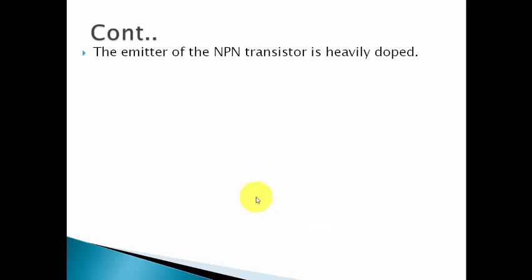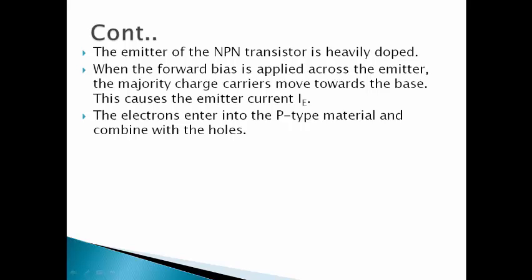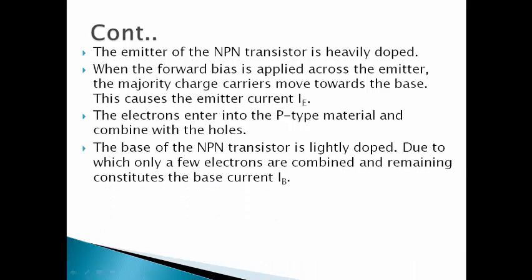Continue. The emitter of the NPN transistor is heavily doped. When the forward bias is applied across the emitter, the majority charge carriers move towards the base. This causes the emitter current, i.e. the electrons enter into the p-type material and combine with the holes. The base of the NPN transistor is lightly doped, due to which only a few electrons are combined and the remaining constitute the base current, IB.